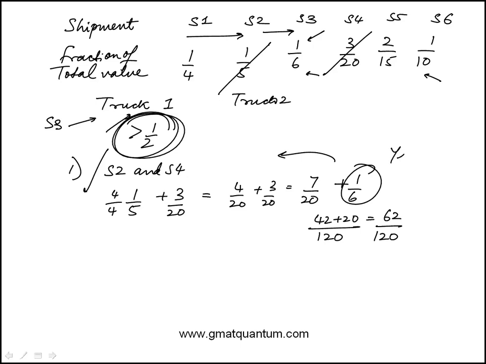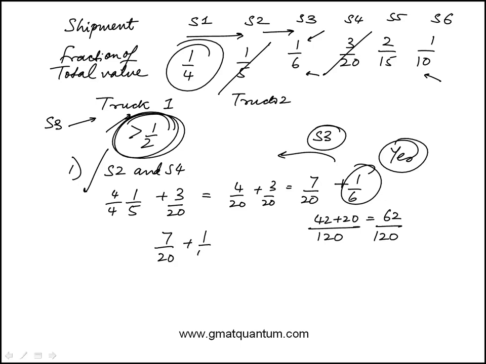In that scenario we have, yes, but can we satisfy everything but come up with a case where S3 was not shipped on truck 1? So we could say, well, S1 was shipped, so 7/20th plus 1/4. And actually I don't have to do that because 1/6 gave us greater than half, 1/4 will definitely give us greater than half. So instead of S3, S1 was shipped. So we actually don't know. So 1 alone is insufficient.